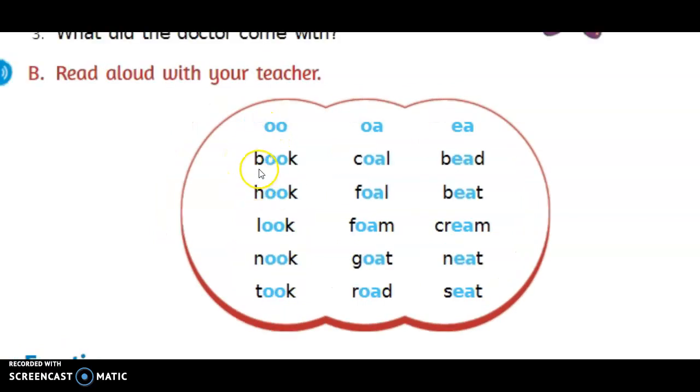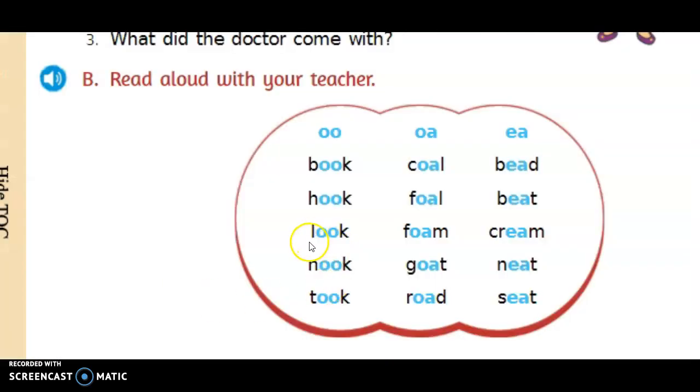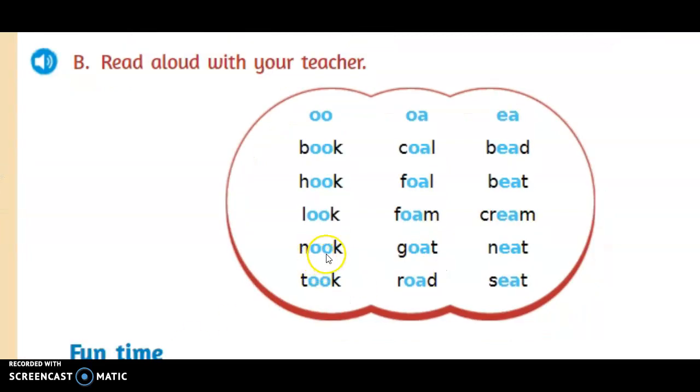First one is book. You all know what a book is. Next is hook. These are different types of hooks. Next is look. You look at someone. Next, nook. A nook is a corner of a room. Took. It's the yesterday word for take. That means you have taken already. The action is completed. I took this book. Got it?